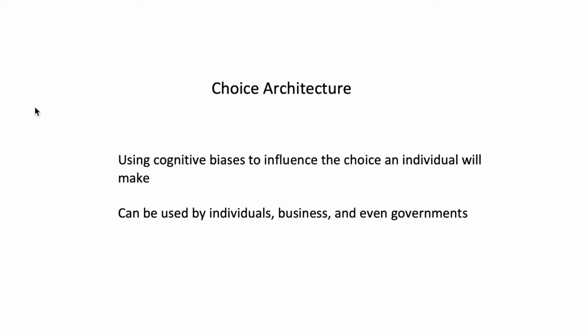Hi, so in this video I'll be going over what we describe as choice architecture, and this is where we use cognitive biases, which I discussed in a previous video, or the previous video if you want to check that out, what sorts of cognitive biases that we're exploiting in this video. But we're exploiting cognitive biases in order to influence the choice that an individual will make.